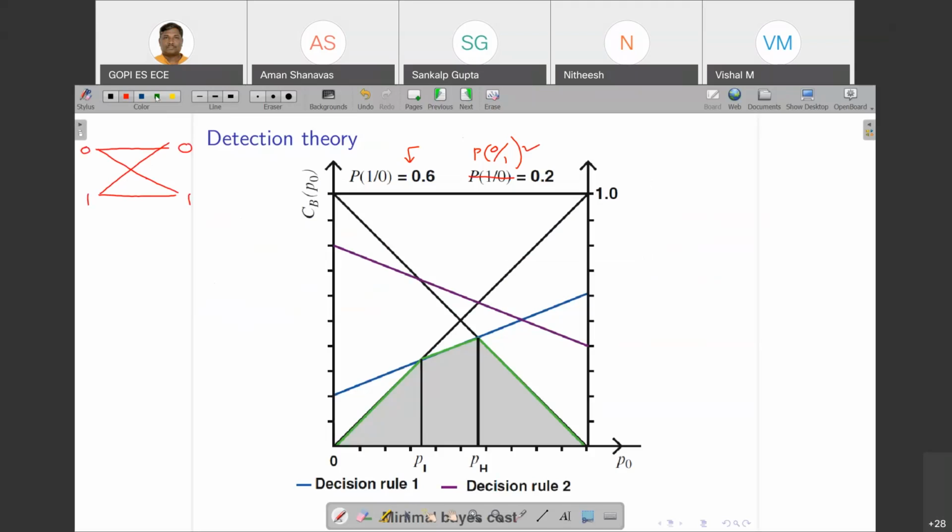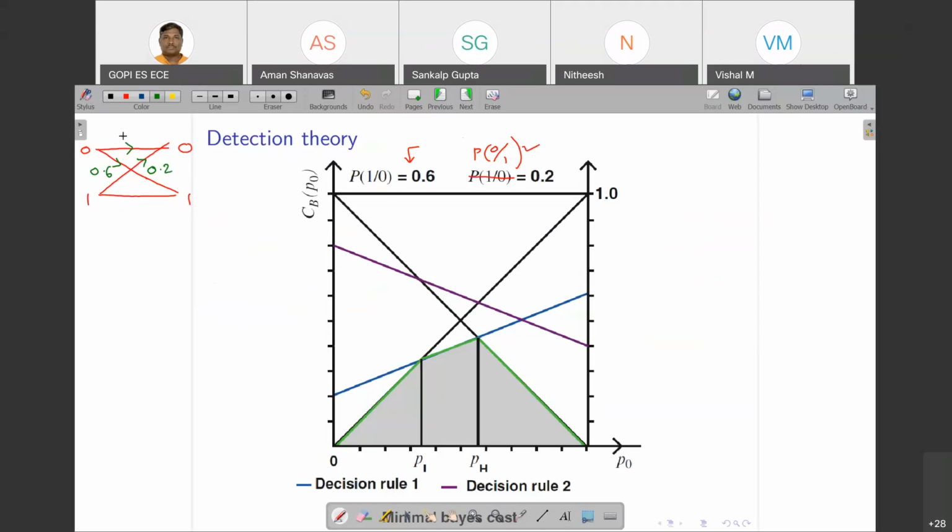So when I am saying this one, this is the probability of 1 given 0. You are getting 1 when 0 is transmitted, and this value is 0.6. And here I have written probability of 0 given 1, it is 0.2. It means that you are getting 0 when 1 is transmitted, so that value is actually 0.2, right?